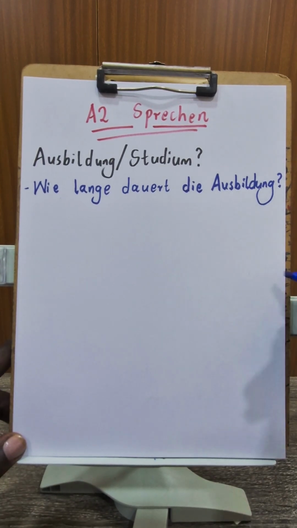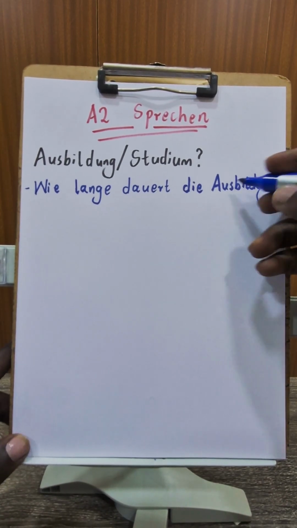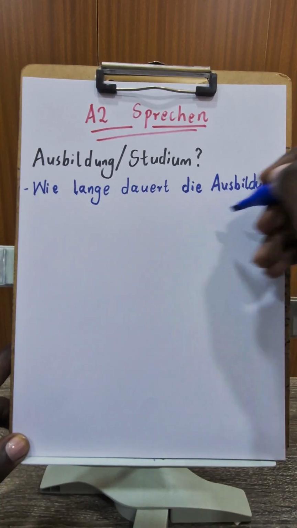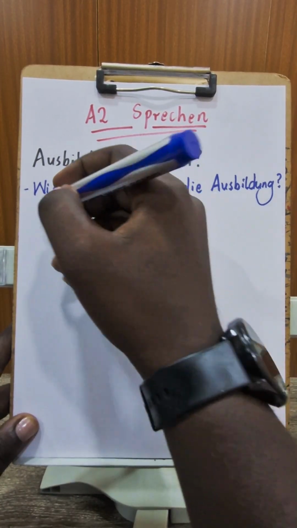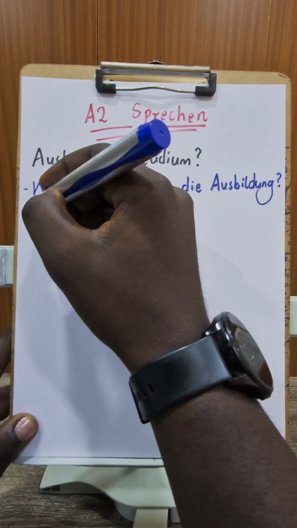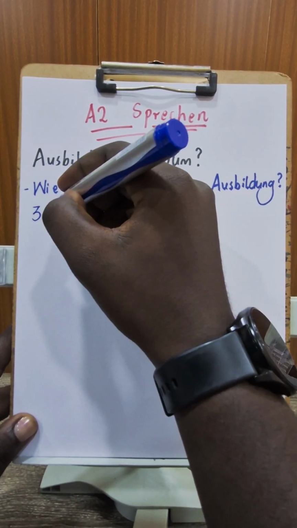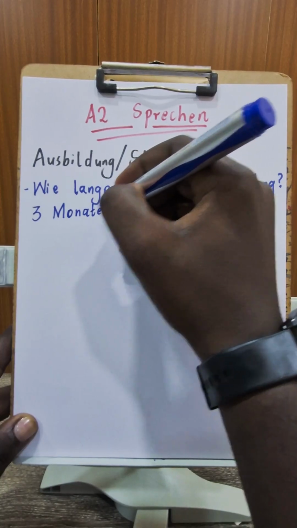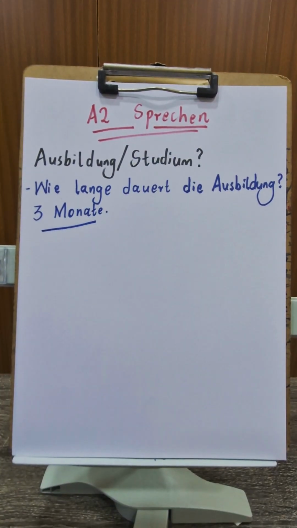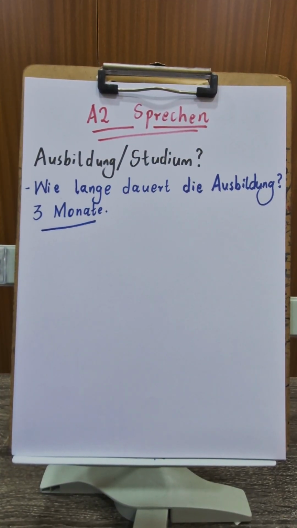Of course, you could replace it with Studium: wie lange dauert das Studium? That's still okay. Then you could answer with just the duration, 3 Monate. This is just a random question and answer. You can just say 3 Monate or, in full, die Ausbildung dauert 3 Monate, but the short form is also okay. So that is Ausbildung.